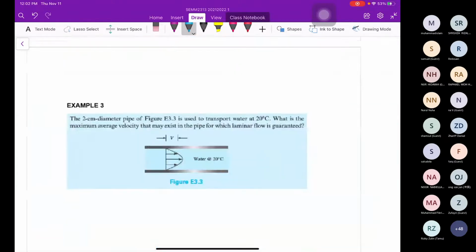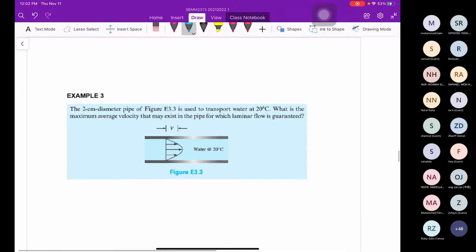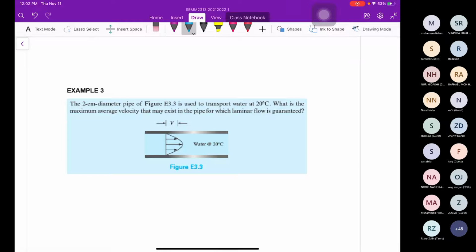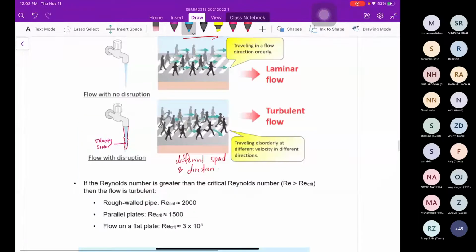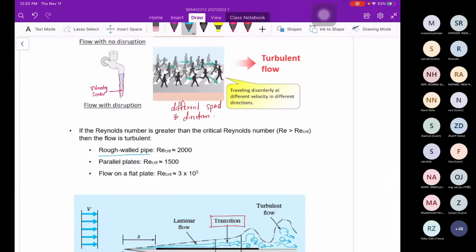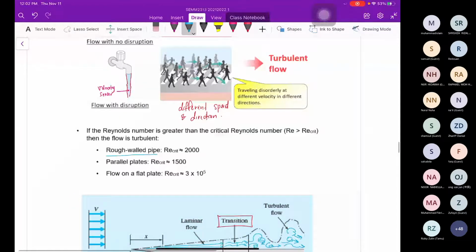So let's take a look at example 3. A 2 cm diameter pipe is used to transport water at 20 degrees Celsius. What is the maximum average velocity that may exist in the pipe for which laminar flow is guaranteed? We look at here, the rough wall pipe can be used for the calculation when the critical Reynolds number is 2000. So to make sure the flow is laminar, we must make sure of the critical Reynolds number. Here we use the critical Reynolds number 2000.